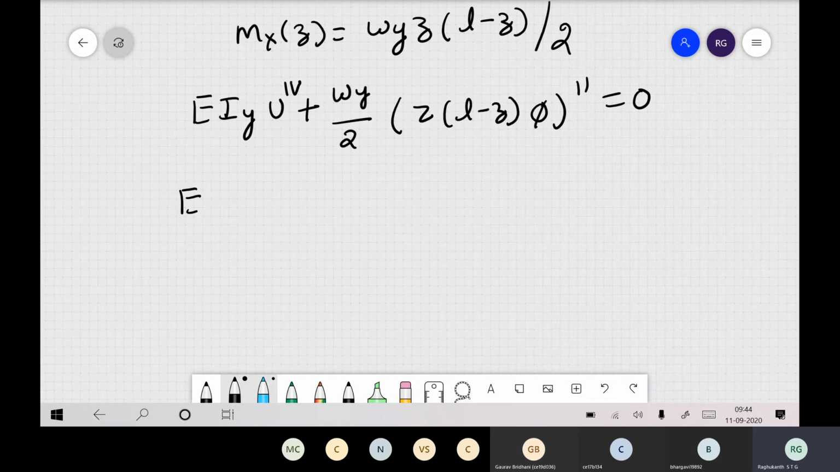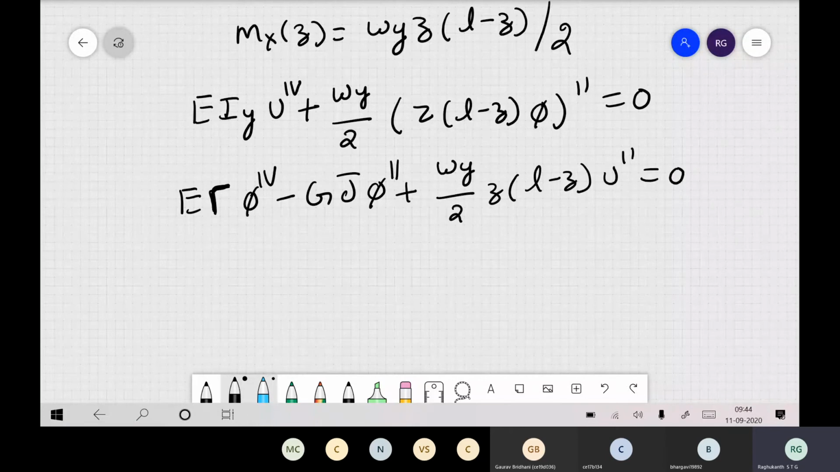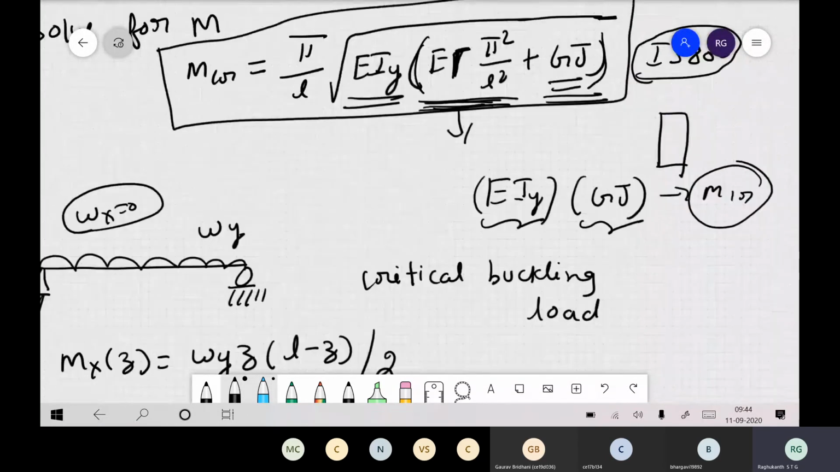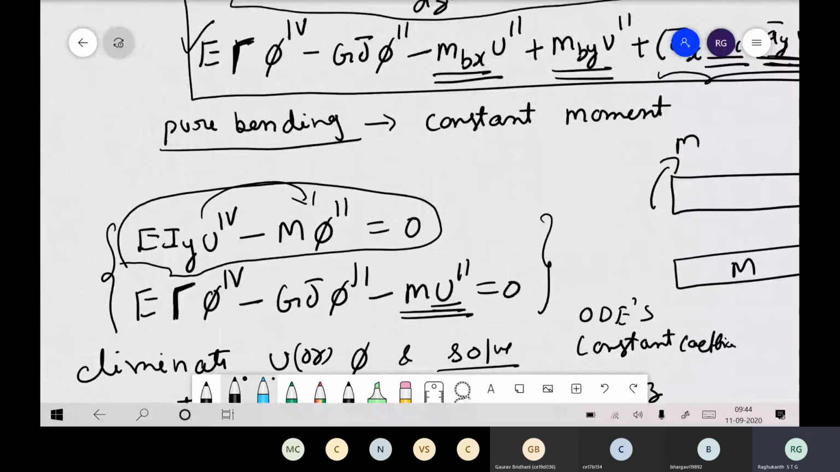Then you have EIY, so this warping is there here. You have this warping constant here. So EIω phi IV minus GJ phi double dash plus WY by 2 Z into L minus Z into U double dash is equal to 0. Now we have ignored AX, AY. What is the meaning of this? When will AX, AY bar be 0?